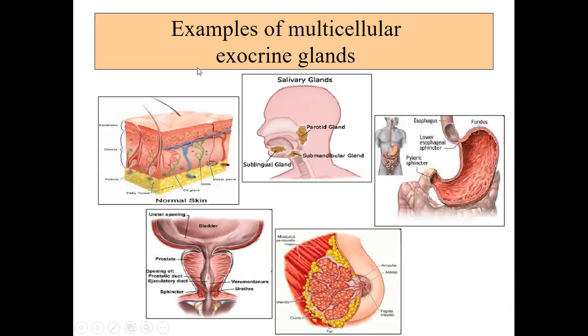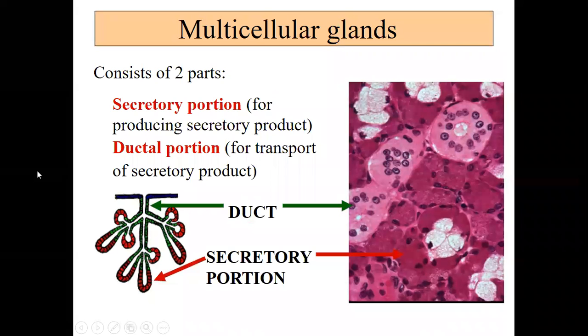You can see here, this is the example of the multicellular exocrine gland. We have the salivary gland. We have the glands present in the skin, the sweat gland and also the sebaceous gland. We have the gland that is also present in the stomach. We have the mammary gland, the breast. The other glands we're going to discuss further later.